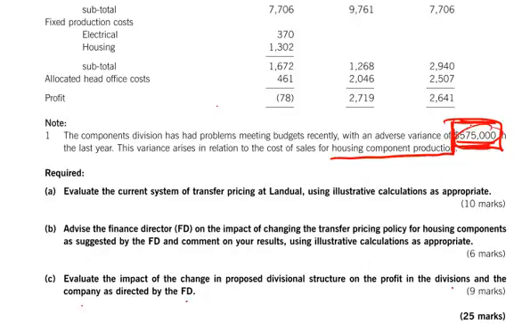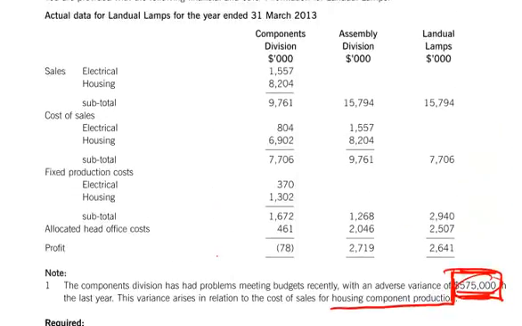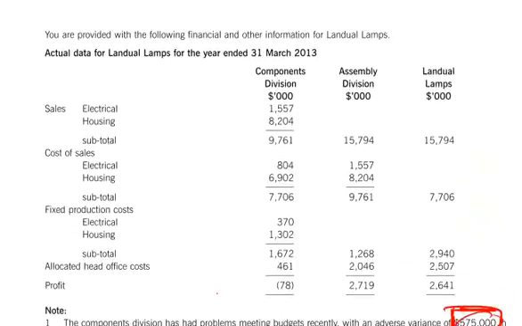So far as the electrical division is concerned, I don't think a huge amount is going to change there. I think we can give it a bit of a profit because it's going to become 1557 on its own, because we're not changing the transfer prices. There's an 804 cost in there, and there's a 370 cost in there. So before the head office costs are taken into account, 1557 minus 804 minus 370, we have a profit there of 383.